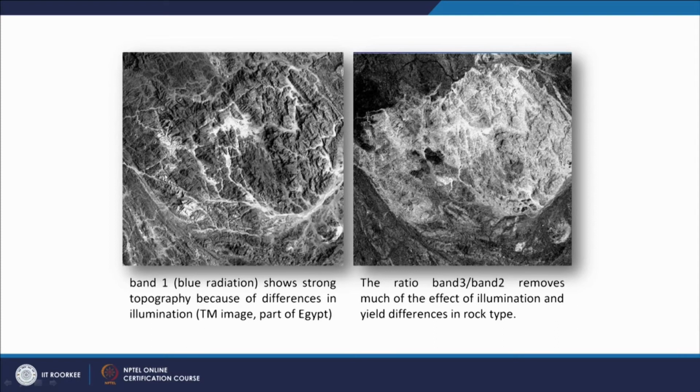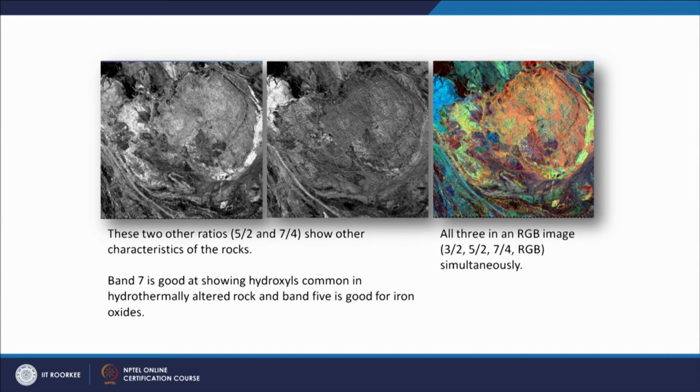And here you cannot identify different rocks very clearly, and the effect of topography is very much dominating, but here the effect of topography has reduced, whereas the discrimination between two rocks or many rocks has increased. So that's the advantage of band ratioing. Another example is about the color composites.